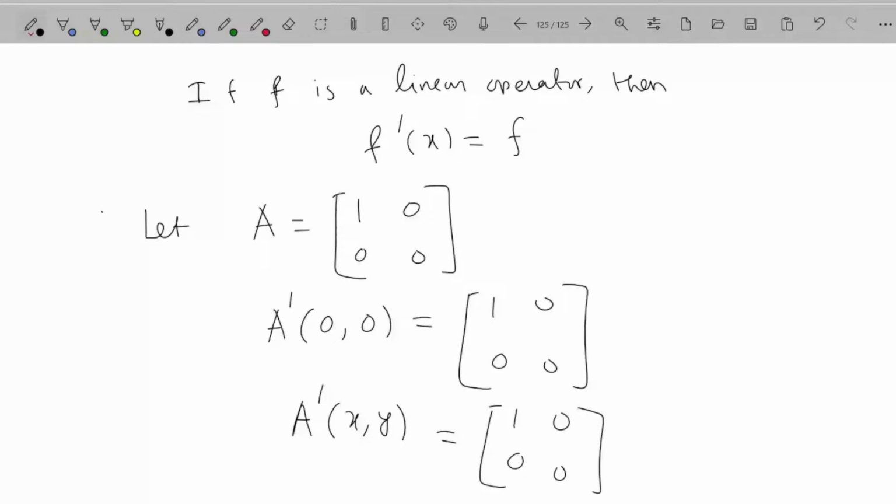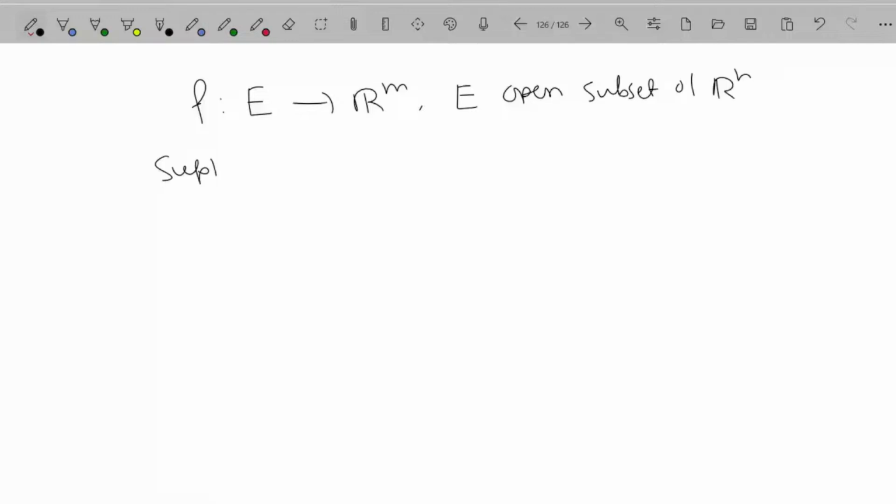So now let's say a derivative of a function exists at each point. Let's say f is a mapping from E to Rm, and E is an open subset of Rn. Suppose at each point x belongs to E, f dash x exists. So now let's say at each point the function is differentiable.